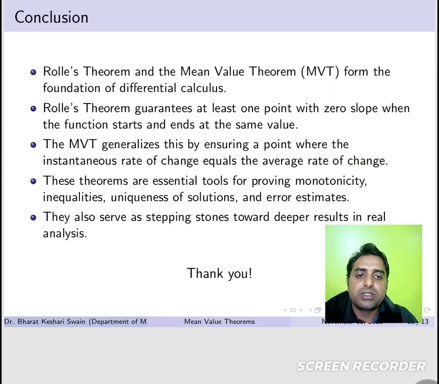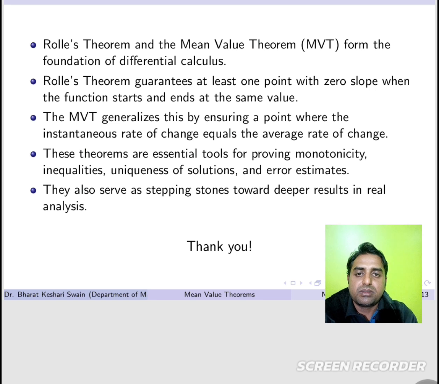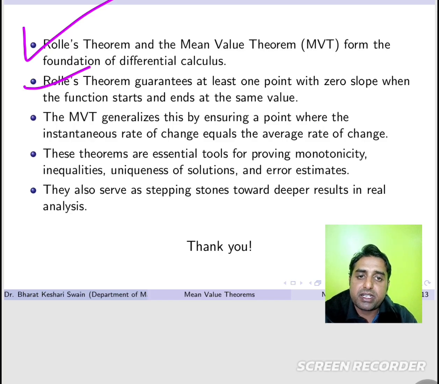Okay, these are the conclusions of this lecture. First, we found that Rolle's theorem and the mean value theorem are the foundation of differential calculus. Rolle's theorem guarantees at least one point with zero slope when the function starts and ends at the same value, because they are at the same height. Then at least one point is there where the slope is 0. f dash c equal to 0 means 0 slope.